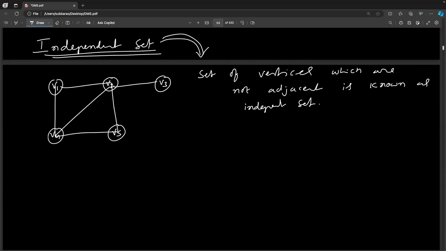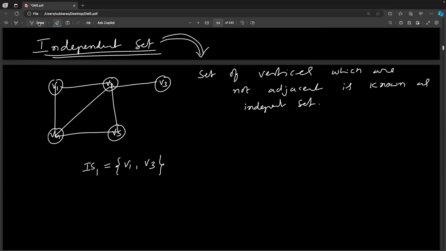Let's see the example. Everyone listen. First example. Independent set 1 is equal to, careful everyone. Is V1 V3 adjacent? A set of vertices which are not adjacent. Of course, this is one independent set. V1 V3 is an independent set. These two are not adjacent. One independent set I have written.